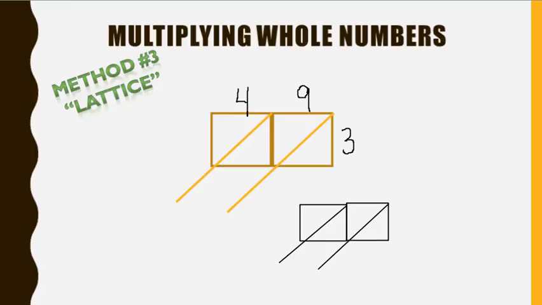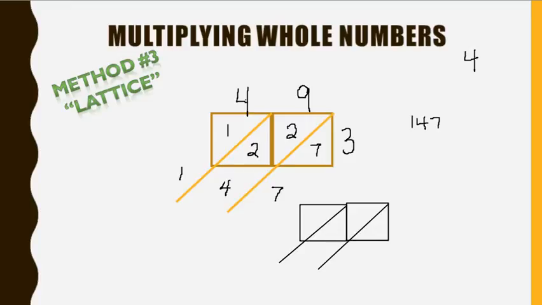So you would say 9 times 3 is 27. And then 4 times 3, right here, 4 times 3 is 12. So you do the same thing, your 10s and your 1s. And then you just go straight down these diagonal lines and add. Okay? So this would be 7, this is 4, and this is 1. And so your answer would be 147.